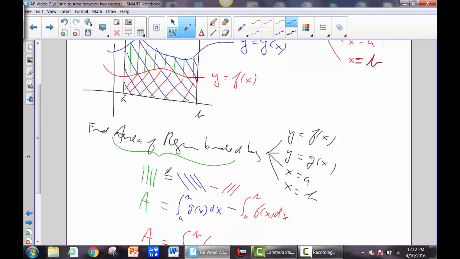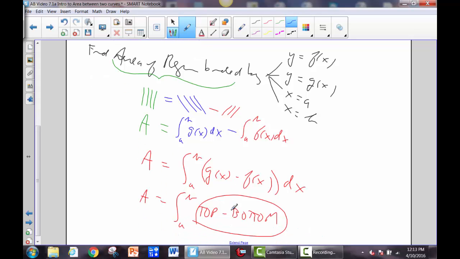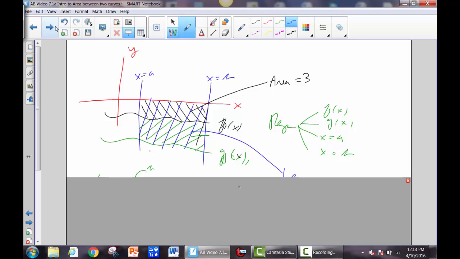In other words, the green region will be the blue region minus the red region, which will be the integral from a to b of g of x dx minus the integral from a to b of f of x dx. Since they're both from a to b, I can stick them together, and basically what it comes down to is you're going to take the top curve minus the bottom curve. Now, you might think that's only going to work if they're both above the x-axis. As it turns out, it works in any case.